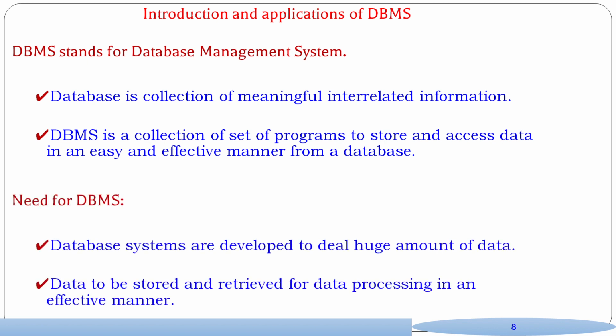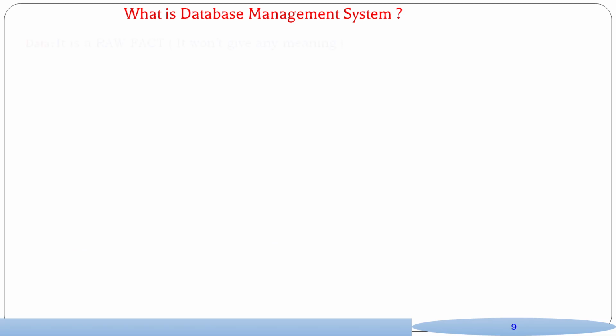And the need for DBMS is that database systems are developed to deal with a huge amount of data. When we consider the file processing system, it cannot handle a huge amount of data. That's why the DBMS was developed, so that data can be stored and retrieved for data processing in an effective manner. Compared to the file processing system, there are so many drawbacks identified, and all those drawbacks are overcome in a DBMS. So what is meant by database management system?